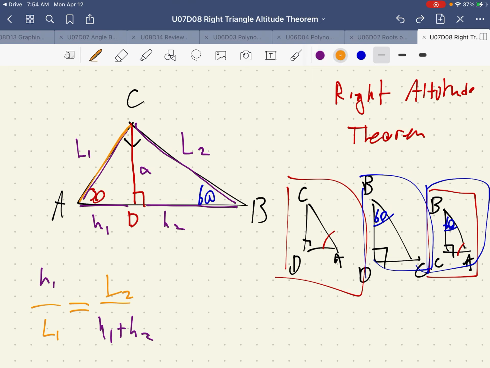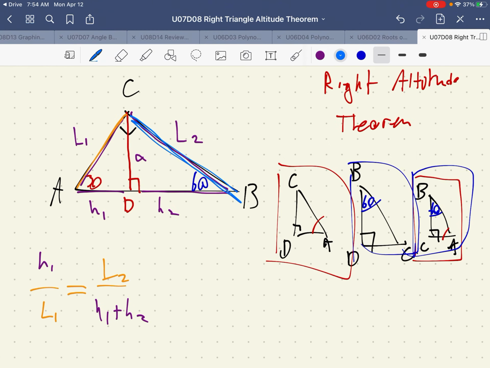The second mean proportional is going to be this one here along leg 2. So leg 2 is going to be the mean proportional, meaning those will be the middle two terms of our proportion. And then we're going to be using the two parts of the hypotenuse that use leg 2. So that would be the triangle on the right, which uses H2, and the whole triangle, which uses H1 plus H2.